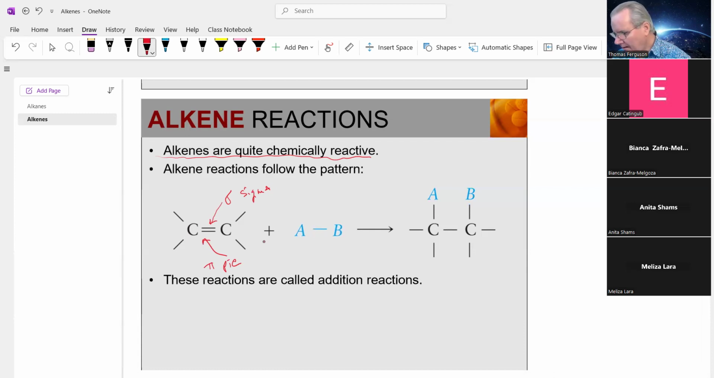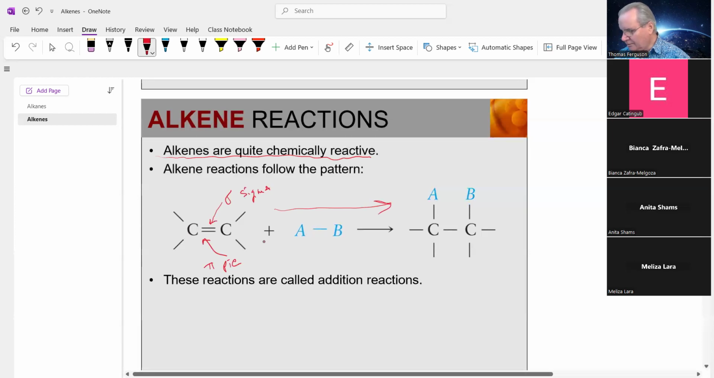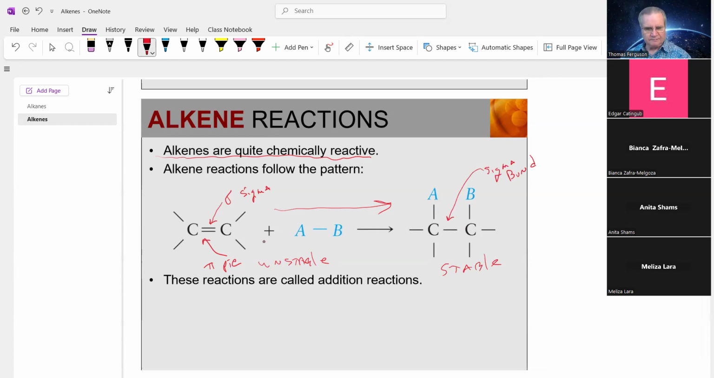That's why this goes from unstable to stable. Now, some courses go into great detail on what this looks like at the atomic level. We are not going there. All you need to know is the reason why the pi bond, this double bond, the pi electrons are unstable. That's what's driving this reaction to become sigma bonds only.